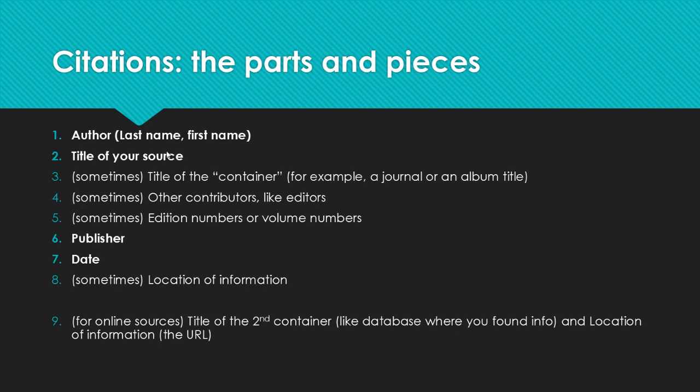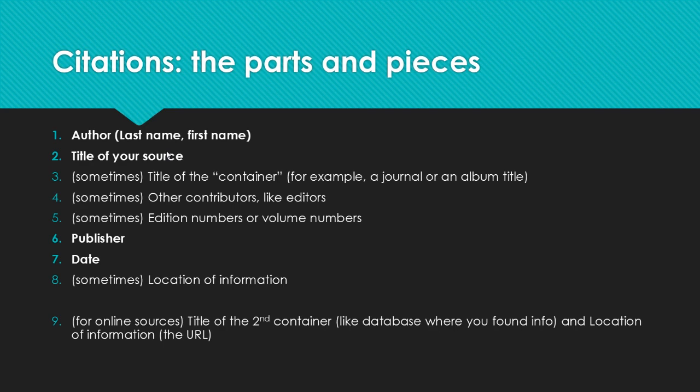But that article is contained in something like a journal, or for another example, if you're using a song from an album, you want to include information about the song first, and then the container is the album, okay? So you might include editors or volume numbers, things like that, just to provide a little more information, okay? You also need to include a publisher who put out that album or that book, the date of publication, and in some cases you're going to have a second container.